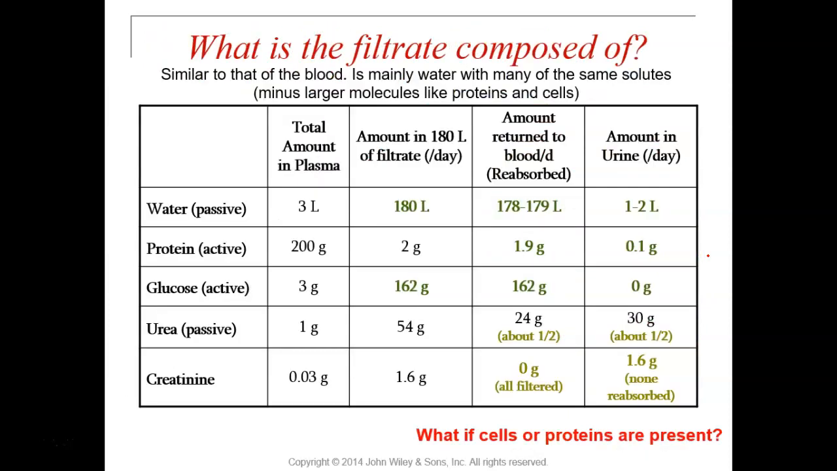Okay. So what's the filtrate composed of? Or what's in the filtrate? We see the composition is pretty similar to that of the blood. We see mainly water with some of the same solutes, minus some of the larger molecules like proteins and cells. As far as the concentration, it's similar to that of the blood. The amount of filtrate produced is around 180 liters, and around 178 or 179 are returned back to the bloodstream.